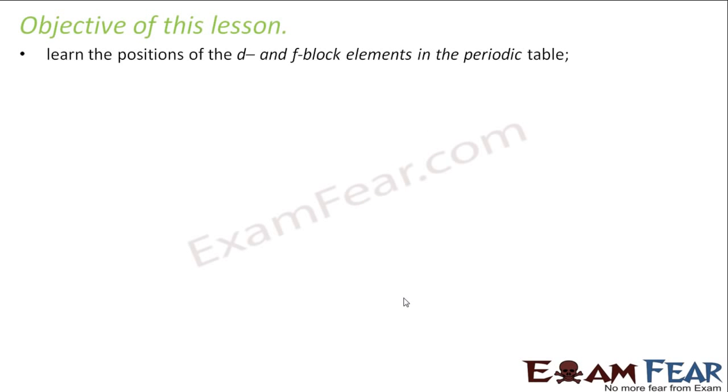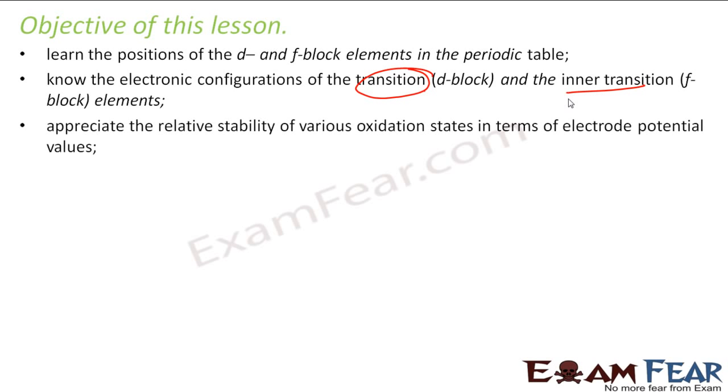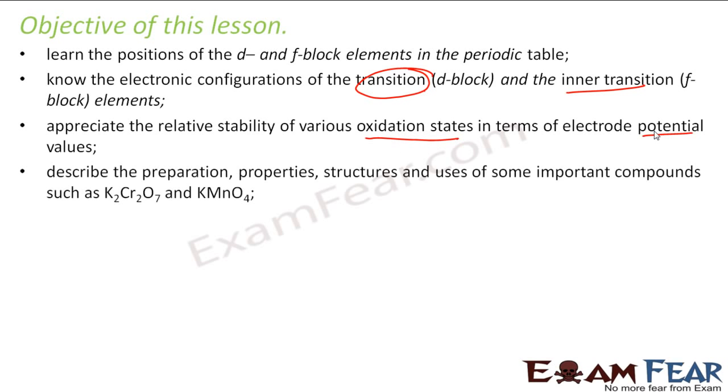The objective of this lesson is to learn the position of D and F block elements in the periodic table. We'll know the electronic configurations of these D block elements, also called transition elements, and F block elements, also called inner transition elements. We'll appreciate the stability of various oxidation states, and we'll try to understand the stability of various oxidation states in terms of standard electrode potential.